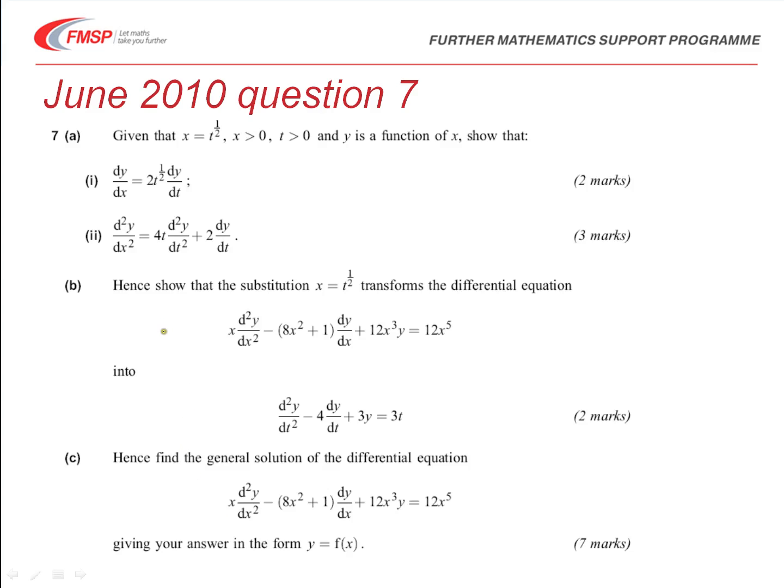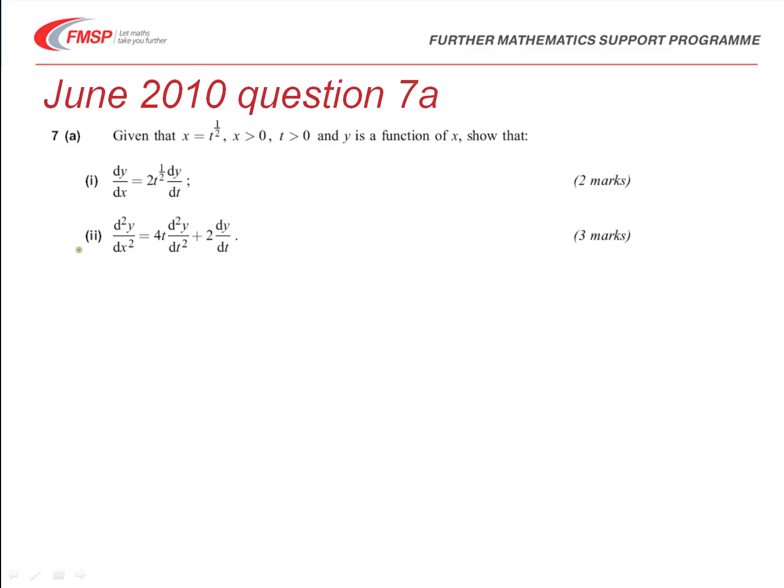And to help us do that, in the first part there are a couple of algebraic bits of differentiation which we need to complete. So if we look at these first parts, firstly we're asked to find dy by dx in terms of y and t, given that x is equal to t to the half.